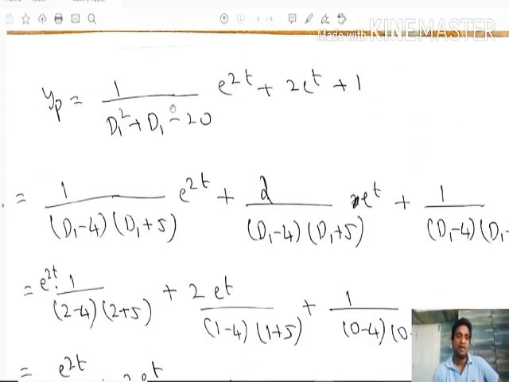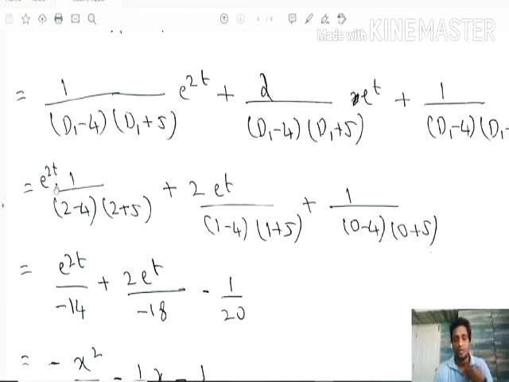Yp will be 1 by d1 square plus d1 minus 20 into e power 2t plus 2 e power t plus 1. Here it is the sum of 3 terms. So we split the total yp into 3 terms. That is, I am splitting this into 2 factors, d1 minus 4 and d1 plus 5, acting on e power 2t, e power t and e power 0t.